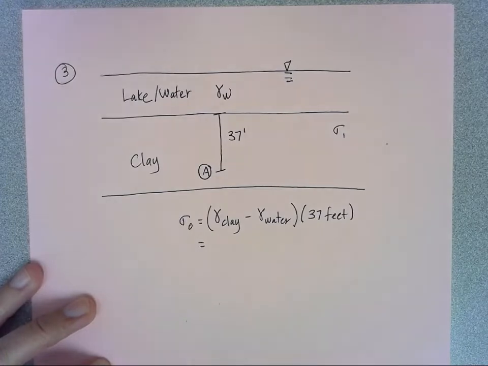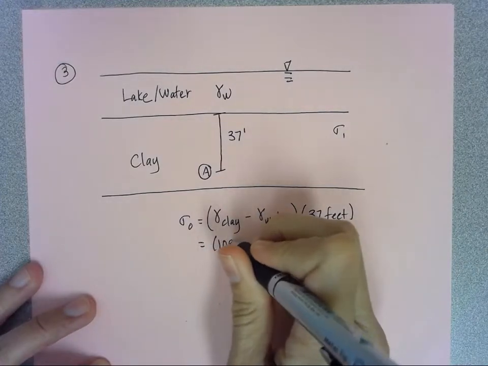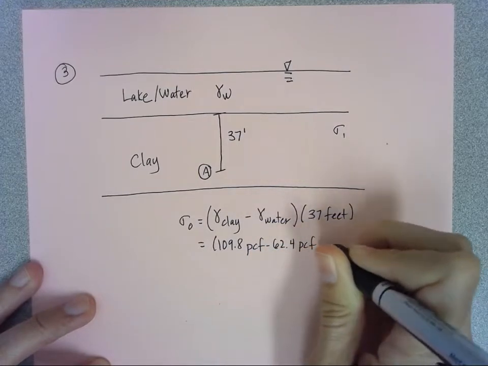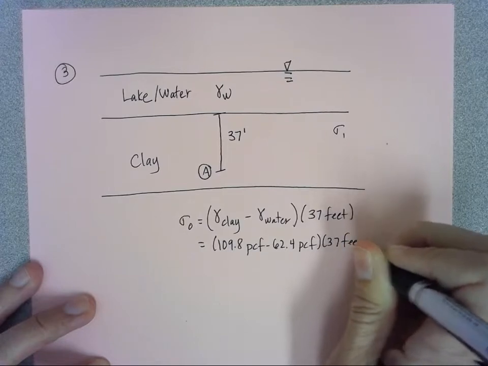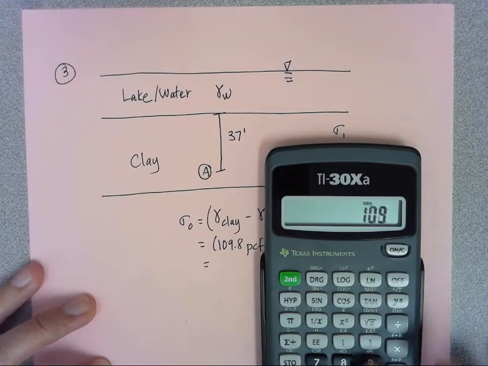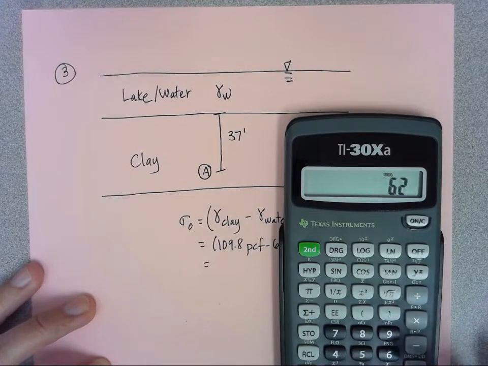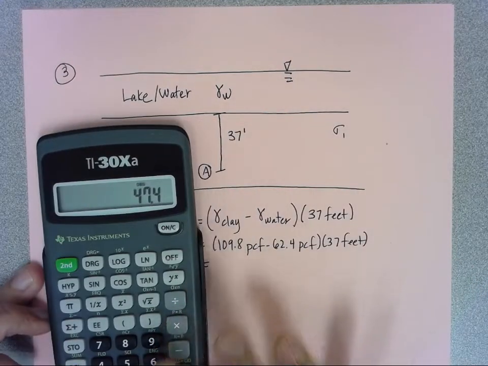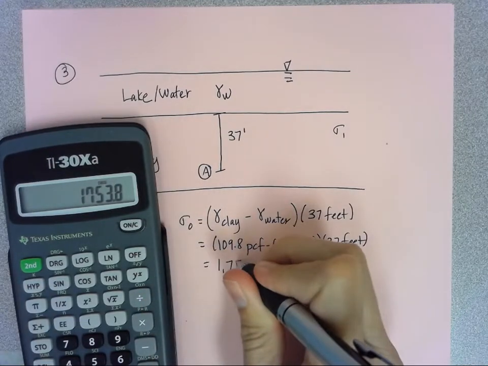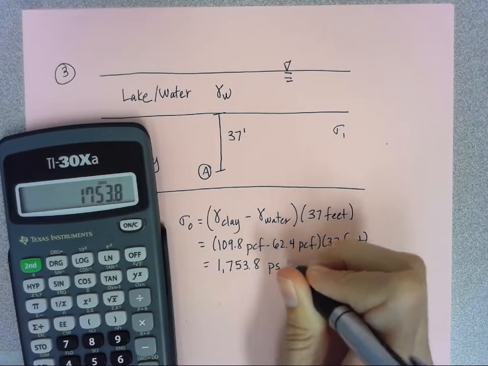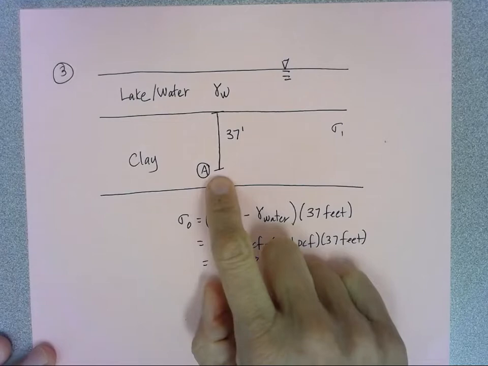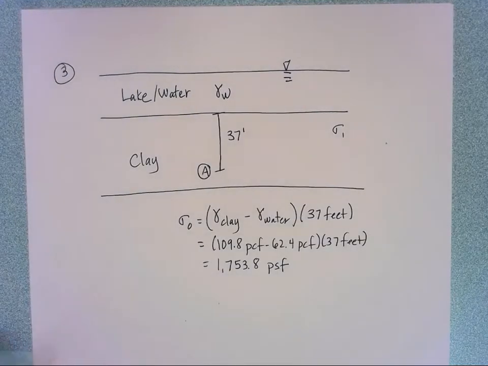And so I go back to my phase diagram and I remember that this is 109.8 pounds per cubic foot minus 62.4 pounds per cubic foot, and I'm multiplying that by 37 feet. And I put that in my calculator. 109.8 minus 62.4, get that answer, and then multiply that by 37, and that gives me 1,753.8 pounds per square foot, and that's going to be my vertical effective stress at this point, 37 feet into the clay layer beneath the lake.